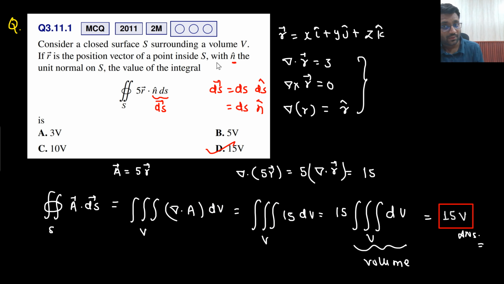So A dot dS you are supposed to calculate. A you already know, dS you already know, del dot A dV. Del dot A is coming out to be 15. So in place of dV, this is simply the volume. Put V here, 15V is the answer, option D.